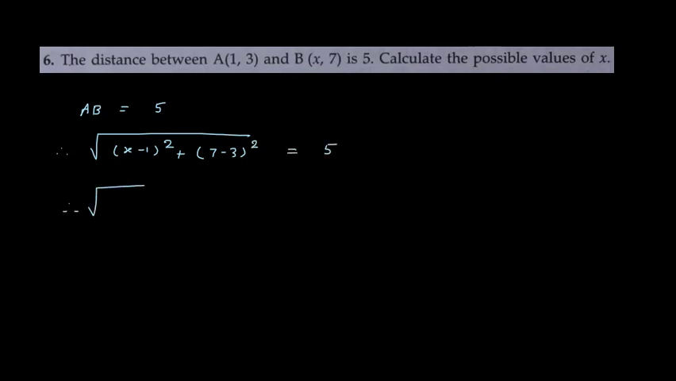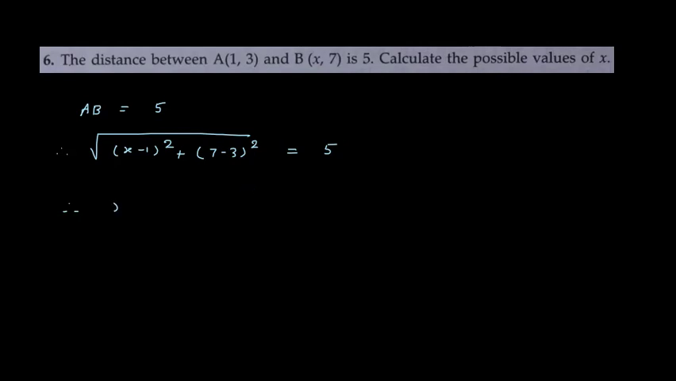The distance between A and B is 5. Calculate the possible value of x. So distance between A and B is given 5. AB is given 5. So therefore AB is what? Square root of x minus 1 the whole square plus 7 minus 3 the whole square, and this is equals to 5. So therefore root of, now better I will square on both the sides. So this root will go.